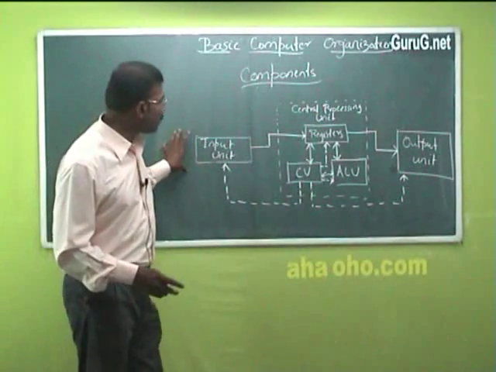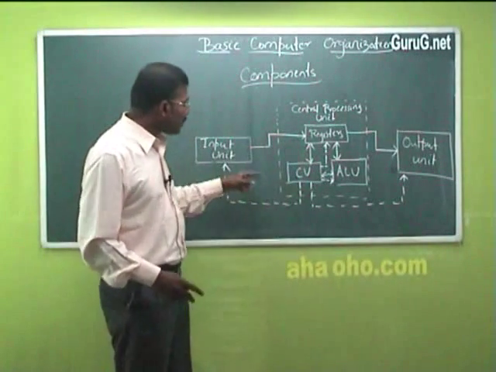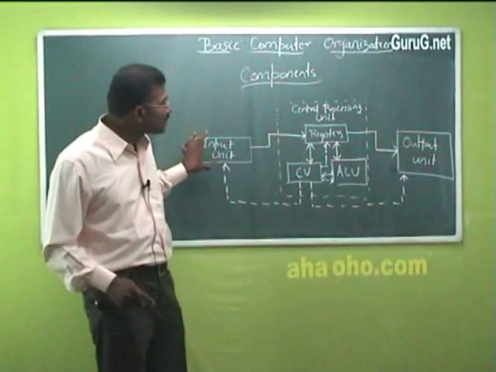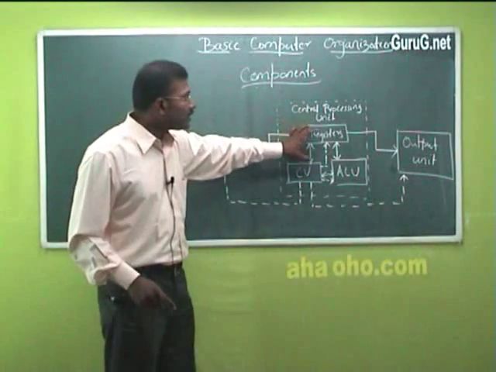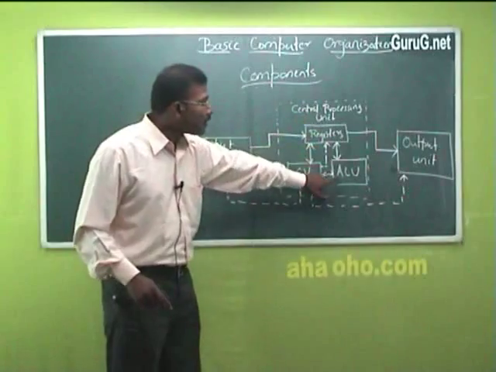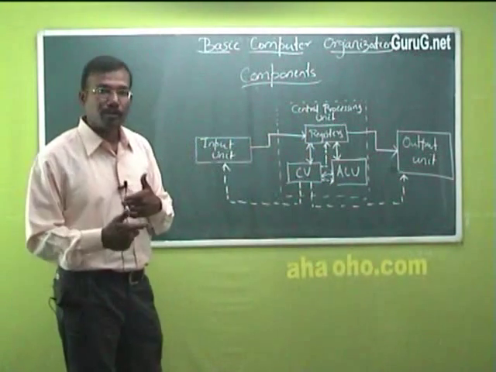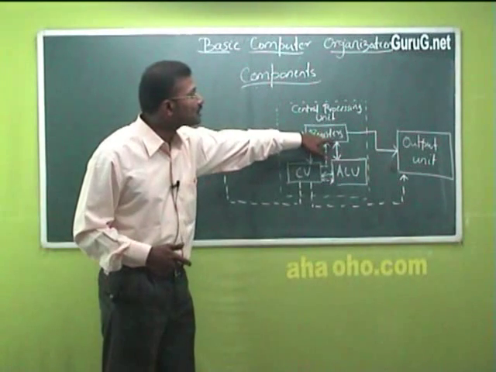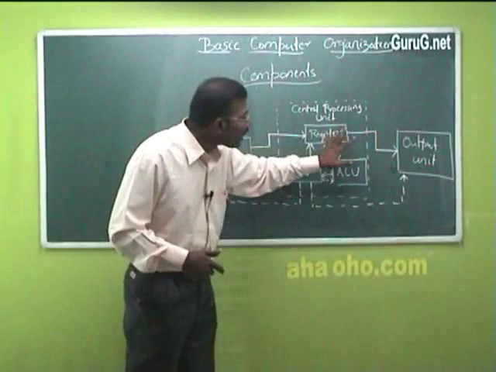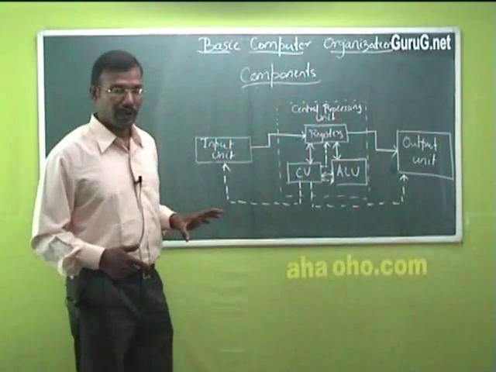Now, as soon as you give some input, the control unit will give the information that this input should be sent to the register. And after that, the register will give this information to the arithmetic logic unit for processing. After processing, the arithmetic logic unit will give the result to the registers, and the output that is available in the register will be sent to the output unit.